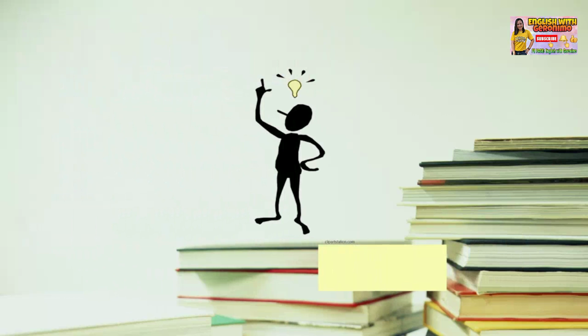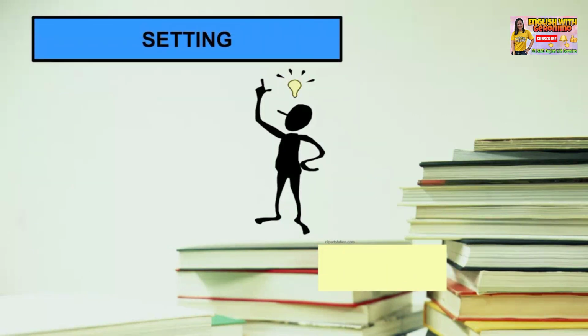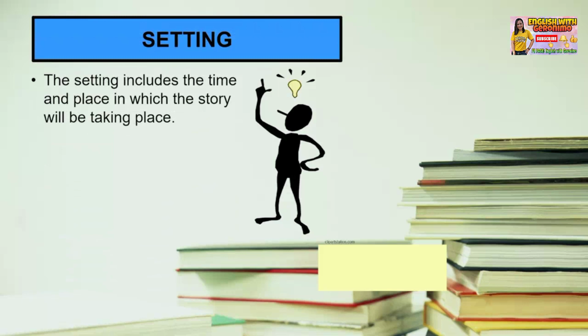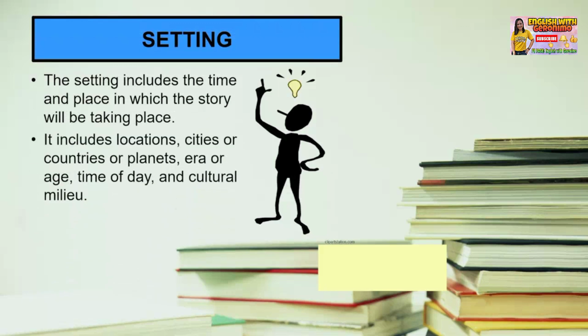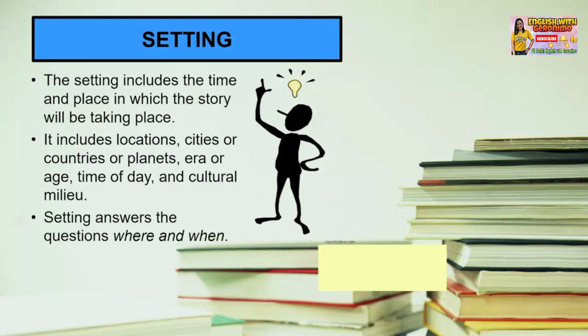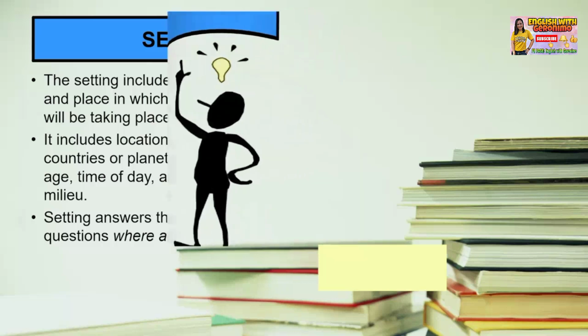Let us start with the first element, setting. The setting includes the time and place in which the story will be taking place. It includes locations, cities or countries or planets, era or age, time of day, and cultural milieu. Setting answers the questions where and when. Let us try this for example.